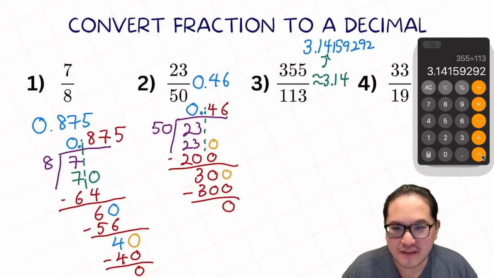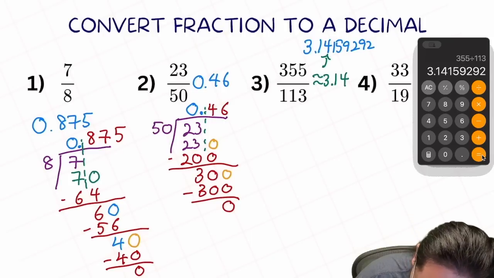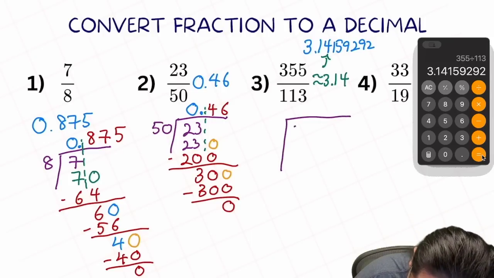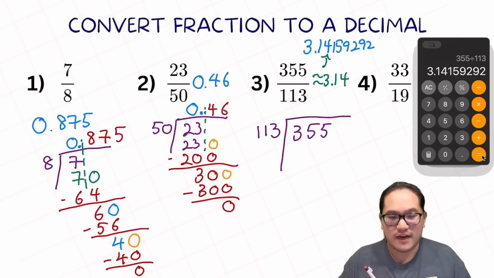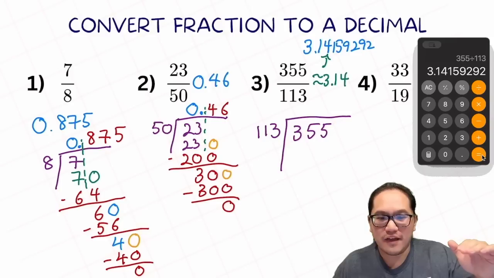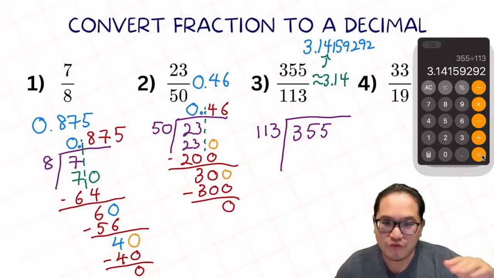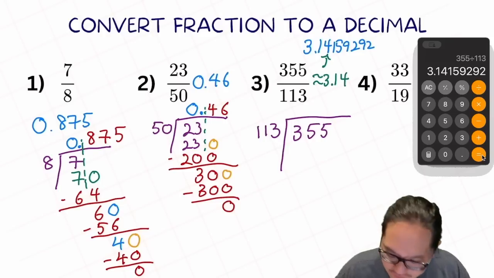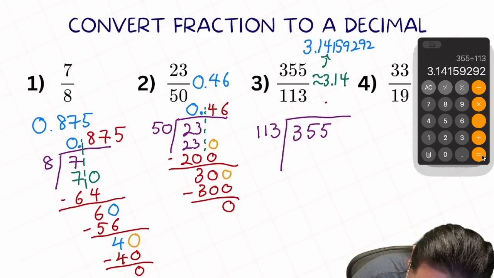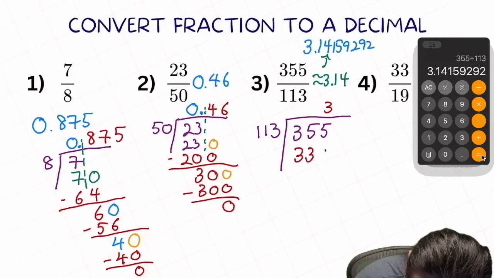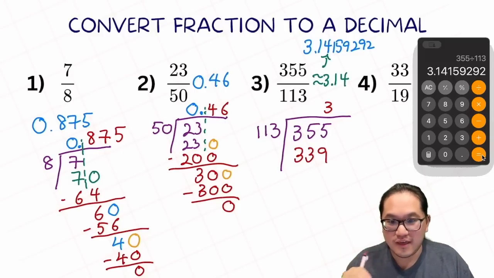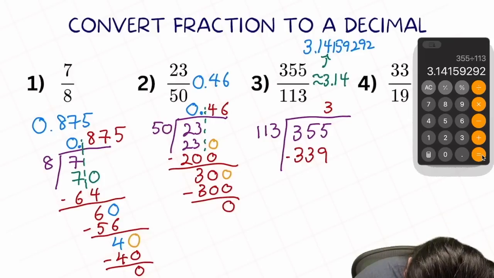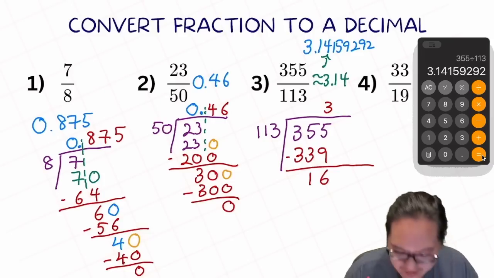So let's do this in long division. And this is going to be a long one. So let's do this together. 355 over 113, right? So we already know that 355 is at least 2 to 3 times more than 113, right? So let's do 3, and let's see what we got. 3 times 113 equal to 339. Yep, perfect. It's under 355, so we know that 3 is definitely correct. So let's minus that. We got 16 left, right?